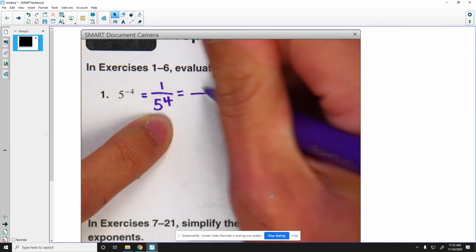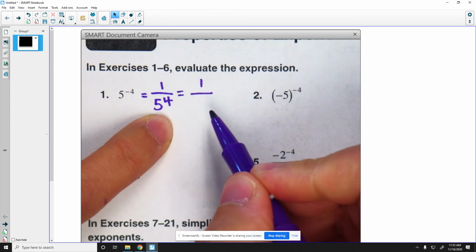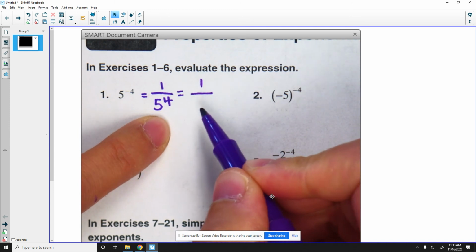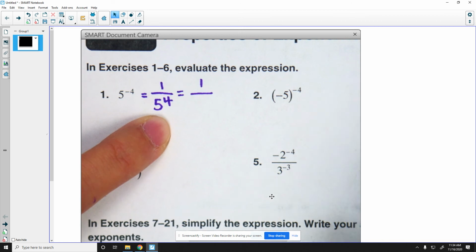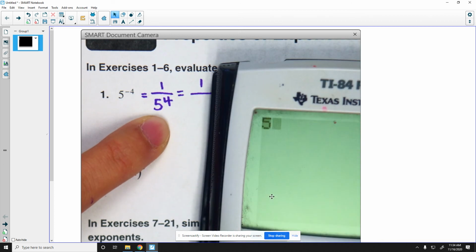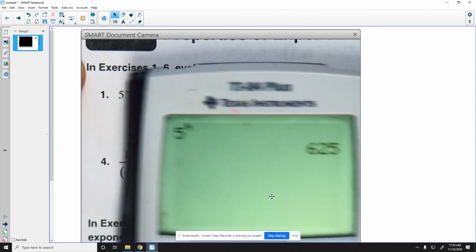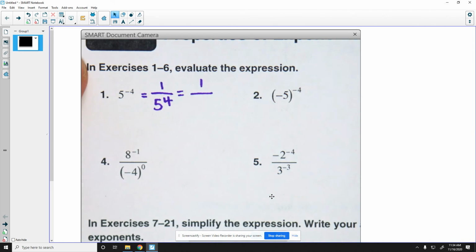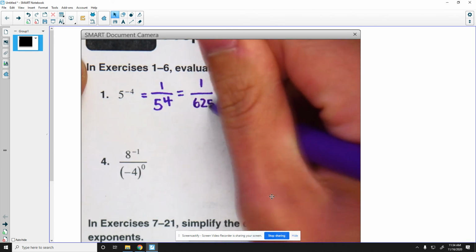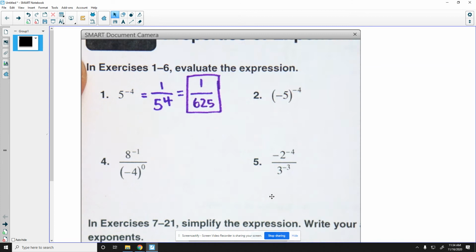This answer is small enough where you can just solve it out, okay? It's not like something in the millions or trillions, so just figure it out. So in my calculator, I would just go 5 to the fourth is 625. So then it's just 1 over 625. Boom, that's my answer.